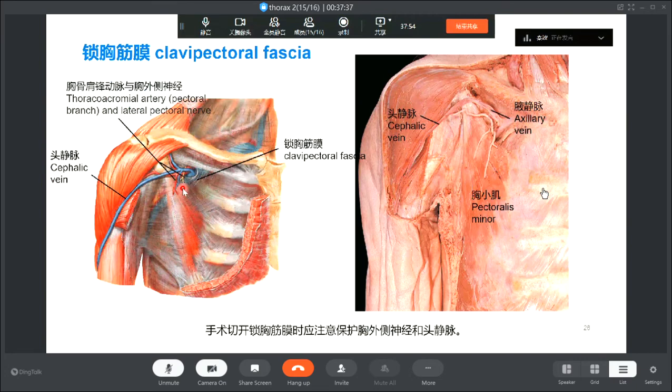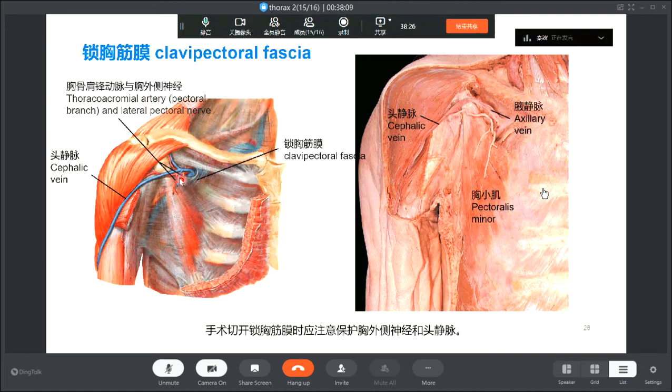In this picture you can see there is a hole. In this hole, the red part is the artery and the green line is the vein. The anatomical name of this part is the thoracoacromial artery, the pectoral branch.